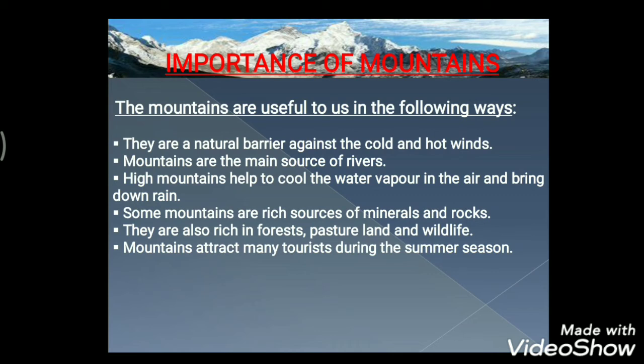Next, mountains are the main source of rivers, and rivers give us water. So that means mountains are the main source of rivers. Which rivers? The perennial rivers, the Himalayan rivers. Suppose Ganga, Yamuna, Brahmaputra, Indus. All these rivers get their source of water from the Himalayas, that is, the mountains. So that's why these rivers have water throughout the year and they are called perennial rivers.